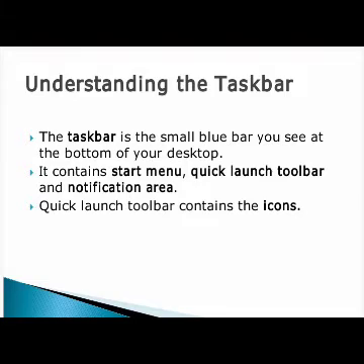Now you can see the definition. The taskbar is the small blue bar you see at the bottom of your desktop. It contains the start menu, quick launch toolbar and notification area. The quick launch toolbar contains the icons. Any doubt, students? Clear? So what is the taskbar? The small blue bar which we see at the bottom of the desktop is called the taskbar.